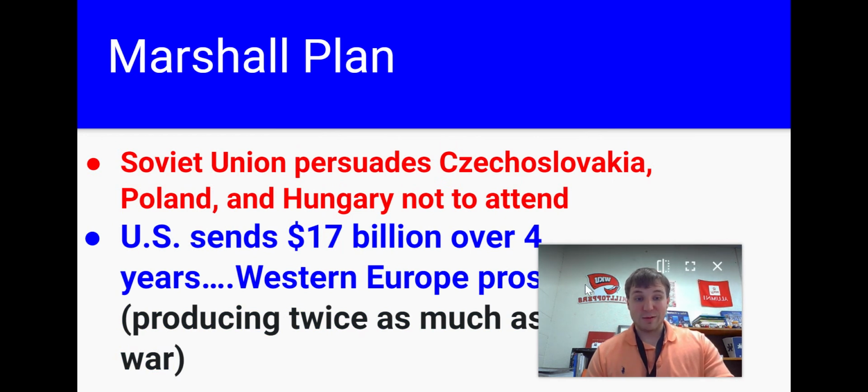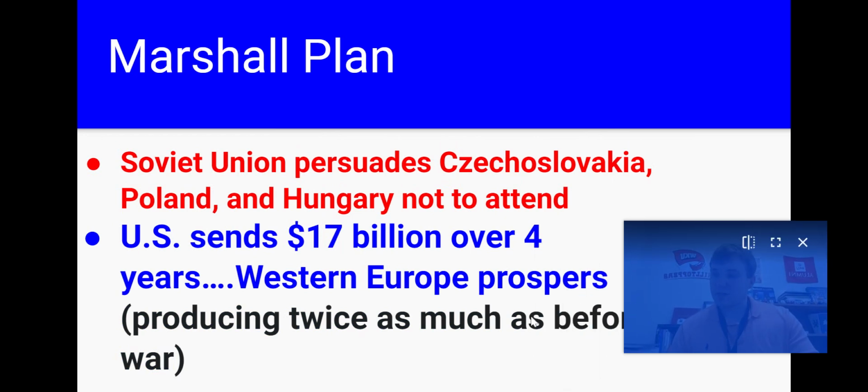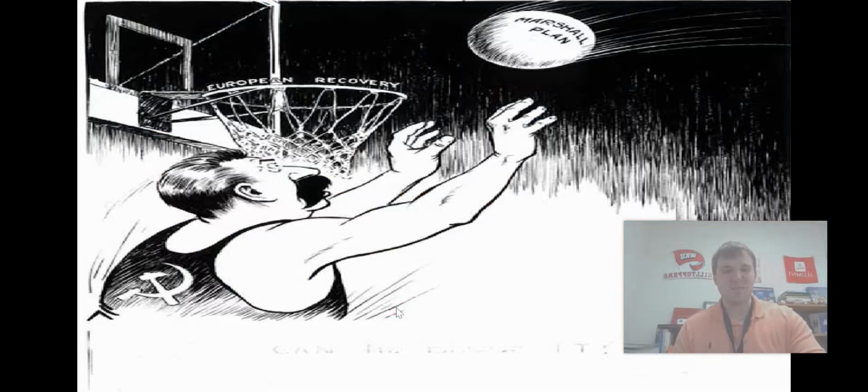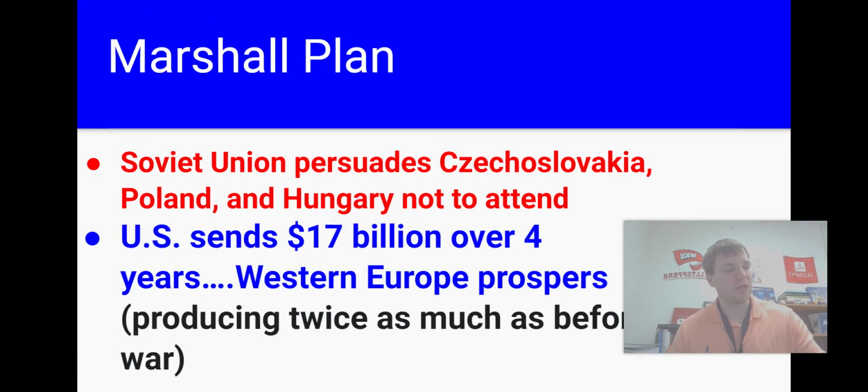The ones that were able to get help. So the United States during this time sends $17 billion over 4 years. Western Europe takes off. Great Britain, France, Norway, all of these places are just taking off and doing fabulous. Their factories are rebuilt, and they're producing twice as much as they did before the war. It's a new era of excitement and innovation, the factories are churning, and the world has moved past the dreaded horrors of World War II.